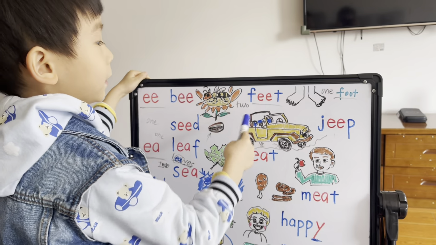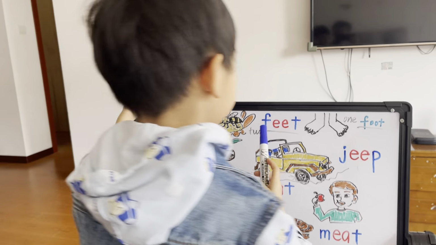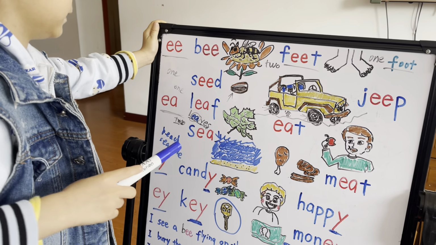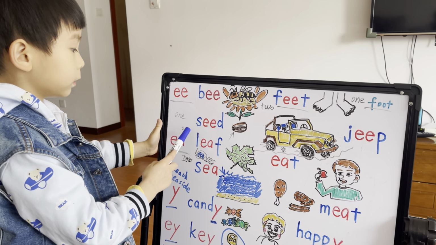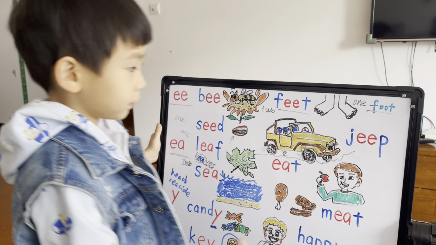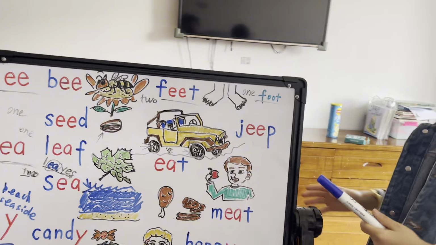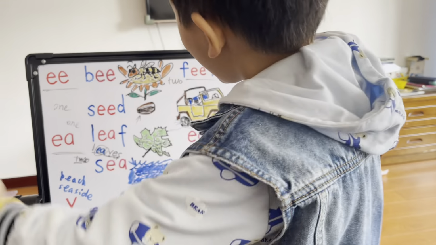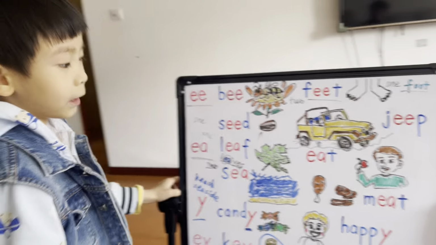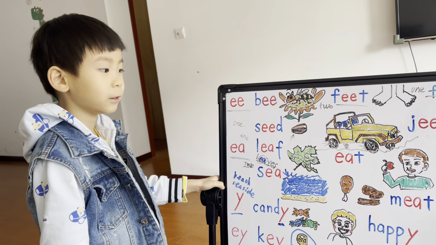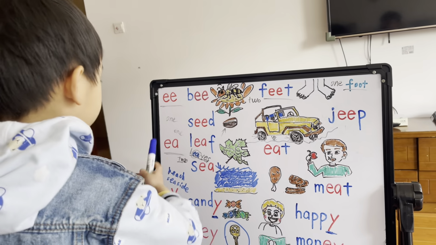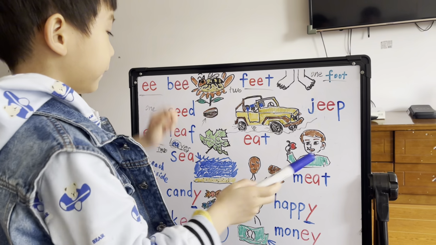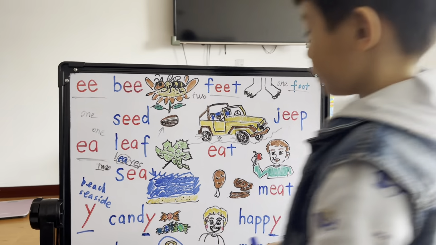Okay. Foot. 是 foot 吗？Double E says? Feet. Okay. Seed. Do you like sunflower seeds? Yes. This kind of car is called? Jeep. Good. I like driving Jeep. You like driving Jeep? Okay. Leaf. Good. The leaf is green.